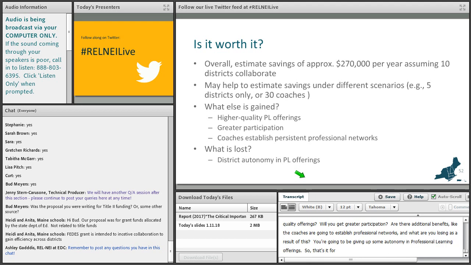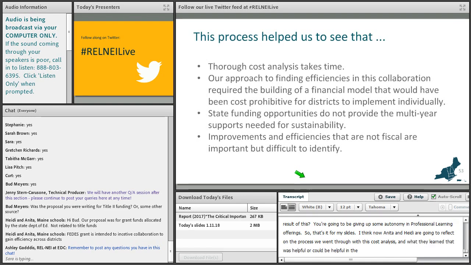So that's it for my slides. I think now Anita and Heidi are going to reflect on the process we went through with this cost analysis and what they learned that was helpful or could be helpful in the future.